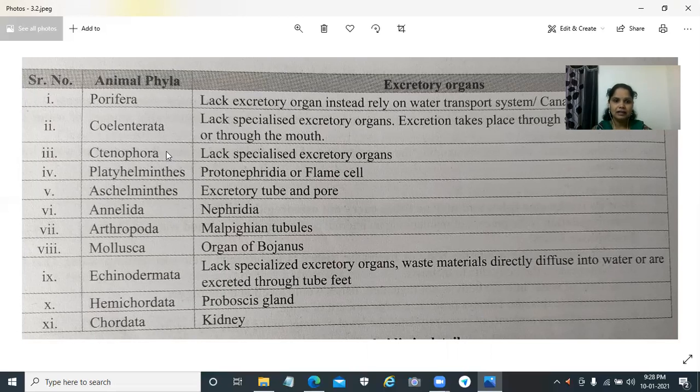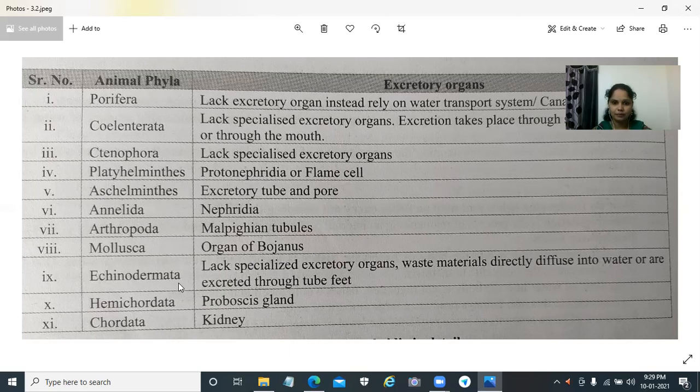Then Ctenophora also lack a specialized excretory organ, but Platyhelminthes have a different kind of excretory organ. Platyhelminthes like planaria and tapeworm have protonephridia, also called flame cells, as an excretory organ. Aschelminthes have excretory tubes and different kinds of pores. Annelida have nephridia, Arthropoda have Malpighian tubules as an excretory organ. In Mollusca, the organ of Bojanus is the excretory organ.